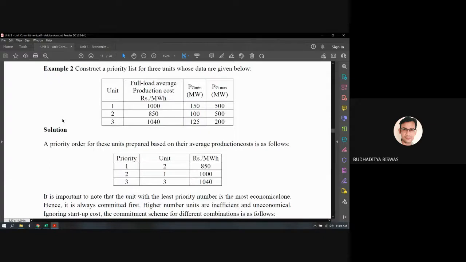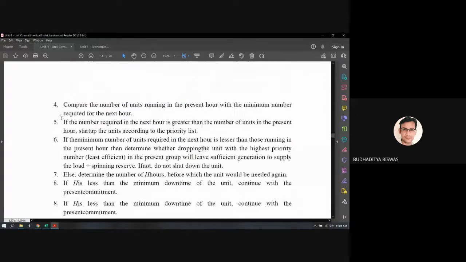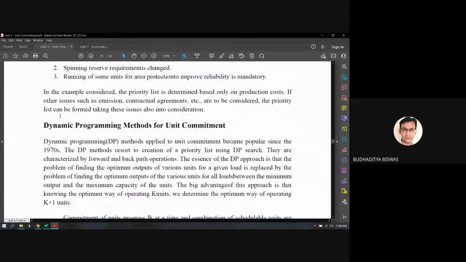Then the second one, we go for more practical approaches to find out the optimum unit commitment. This one is called the dynamic programming method. So in your syllabus, all these methods are there. You can get the numericals from the priority list method as well as the dynamic programming method.